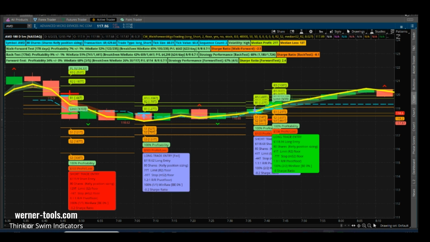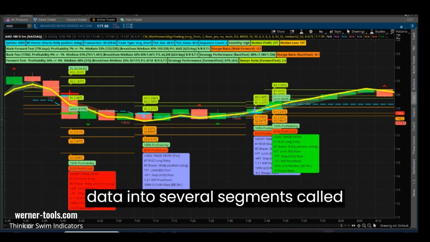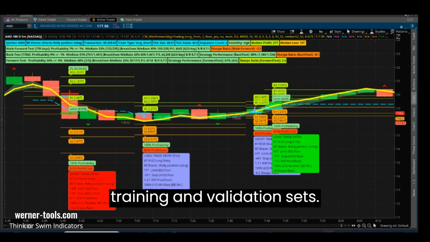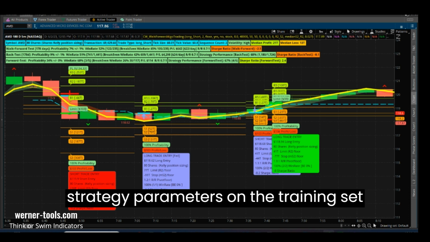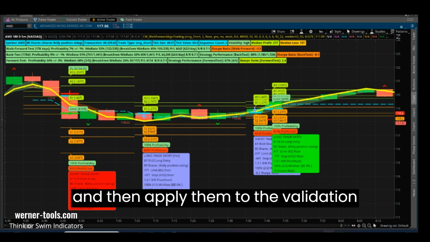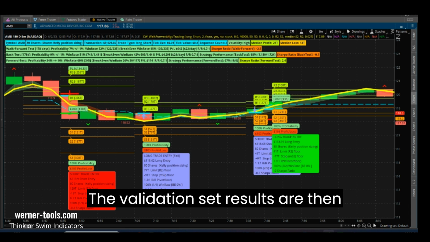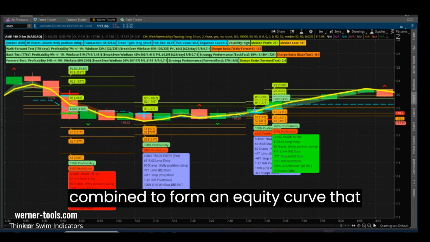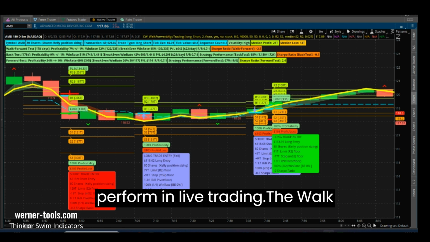Well, walk-forward testing is a process of dividing your data into several segments, called training and validation sets. For each segment, you optimize your strategy parameters on the training set, and then apply them to the validation set, which is unseen data. The validation set results are then combined to form an equity curve that represents how your strategy would perform in live trading.